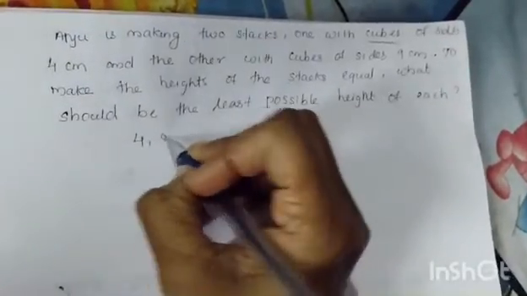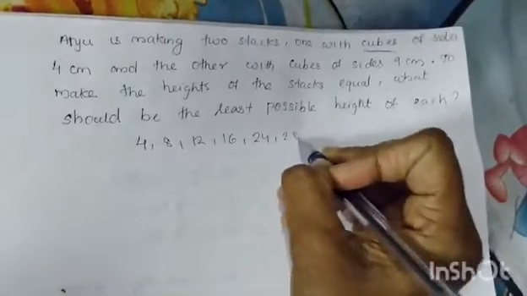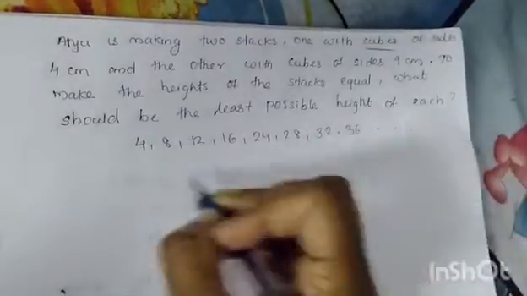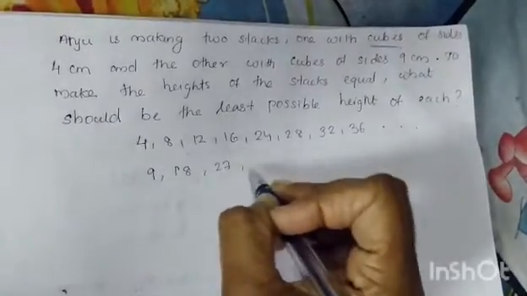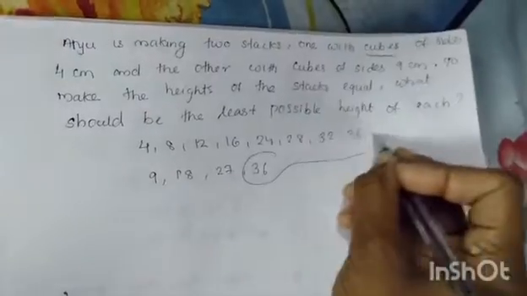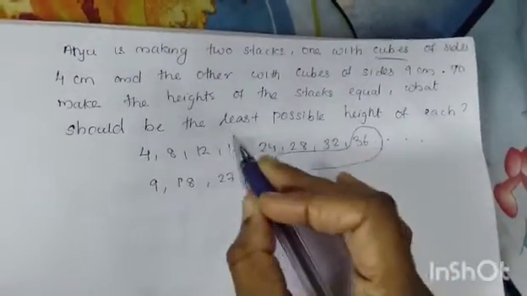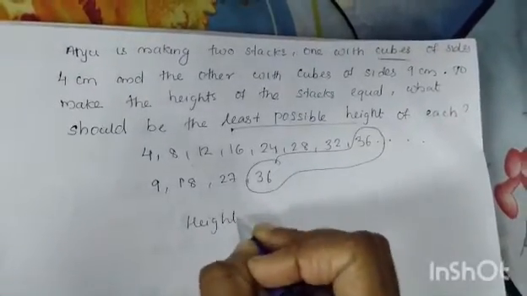So we need to find the common multiples of 9 and 4. Multiples of 4 are 4, 8, 12, 16, 20, 24, 28, 32, 36, continuing. Multiples of 9 are 9, 18, 27, 36. So the first common multiple is 36. So the least possible height should be 36.